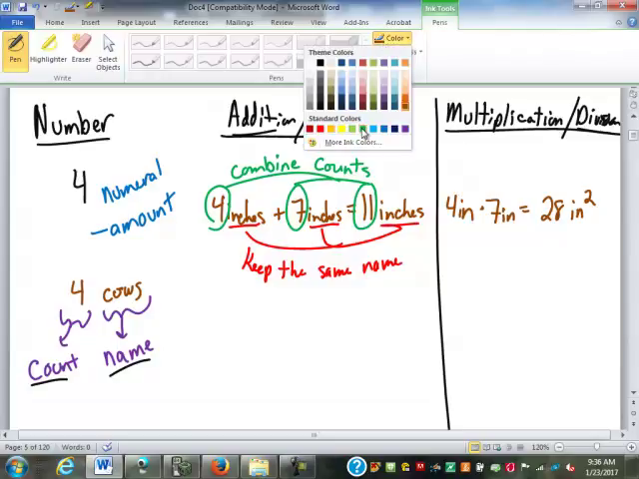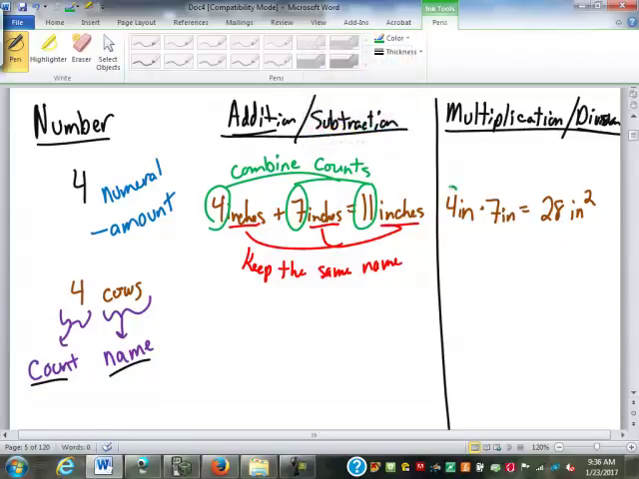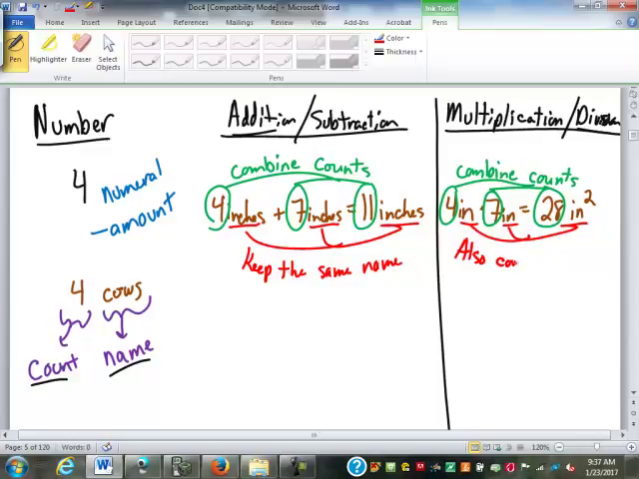So when I look at what happened here with the count and the name, the 4 and 7 became 28. So again, I combine the counts. I'm multiplying this time, so I combine the counts with multiplication. Inches and inches became inches squared. So this time I didn't just keep the same name. Here I also combine the names.